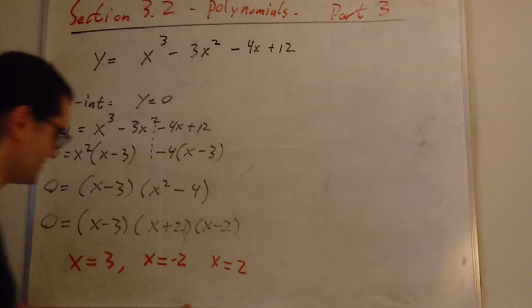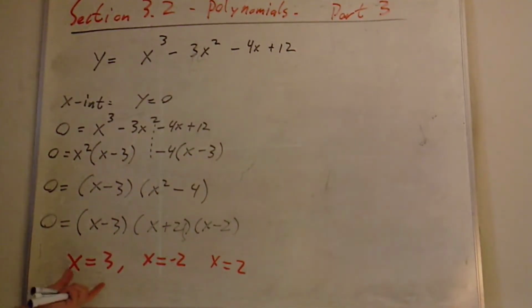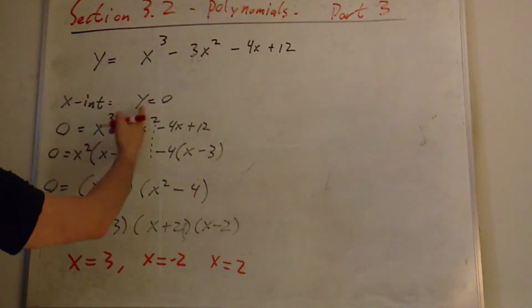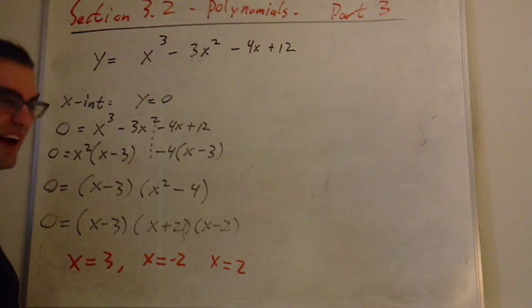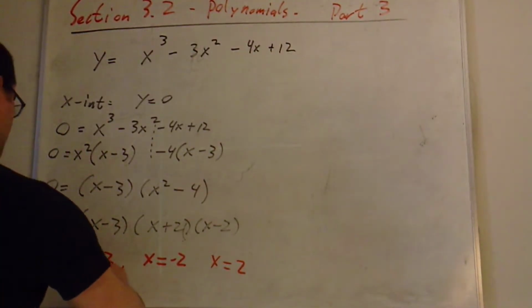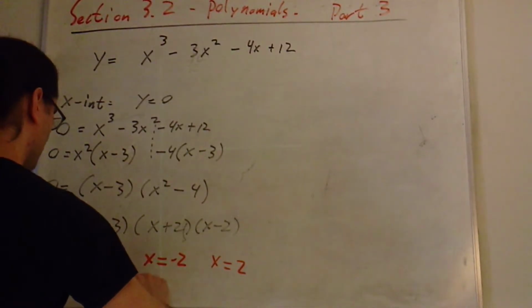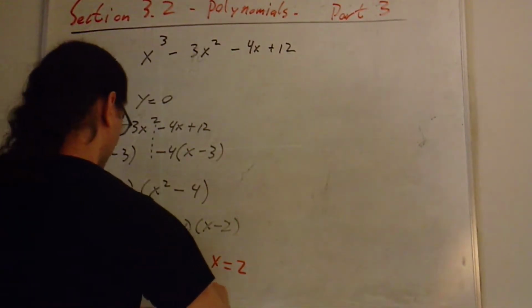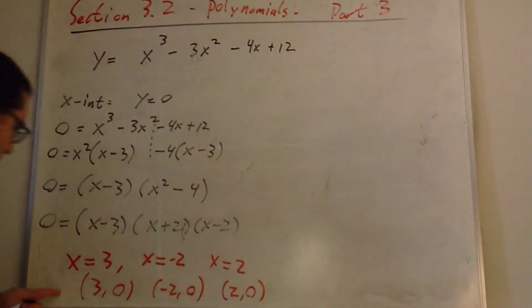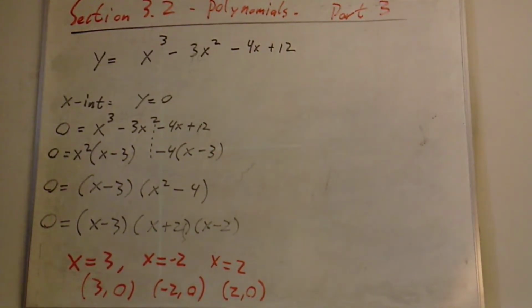and x equals 2. But again, I don't really want to express these as x values. These are my x-intercepts. So x-intercepts are points. I want to be expressing these as points. I'm going to say that my x-intercepts are (3, 0), (negative 2, 0), and (2, 0). These are the intercepts down at the bottom. And that's it for the x-intercepts.